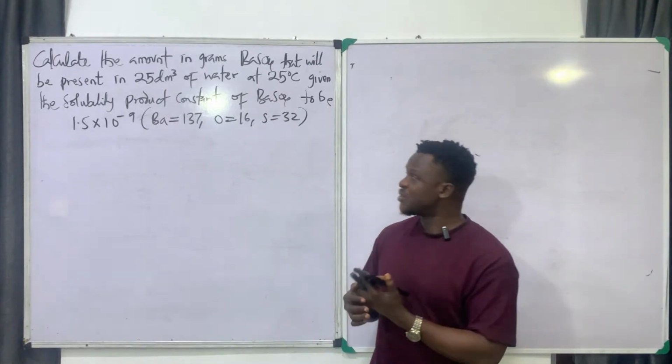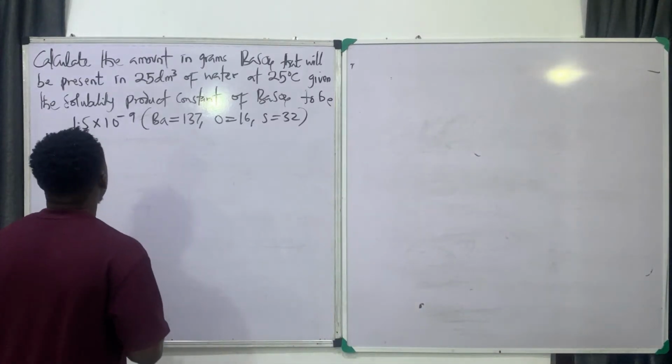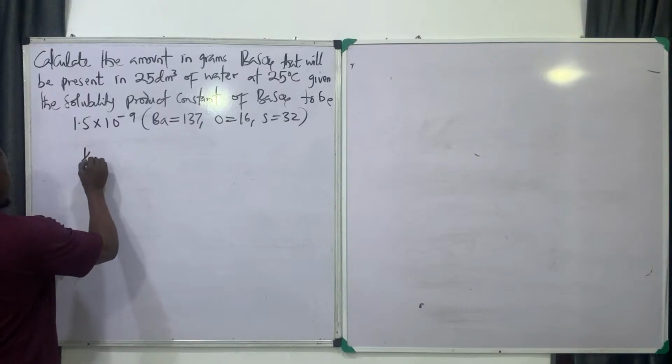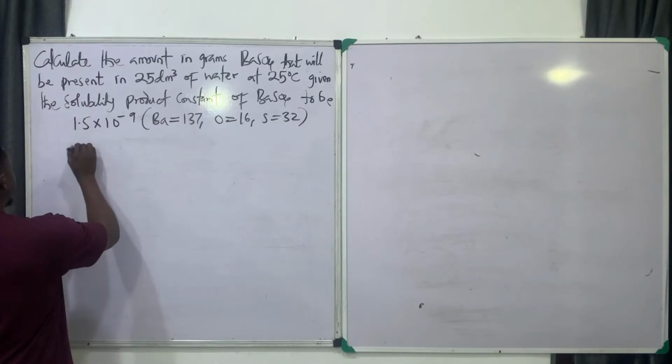Now let's look at the solving here. First and foremost, Ksp. First, this is barium.